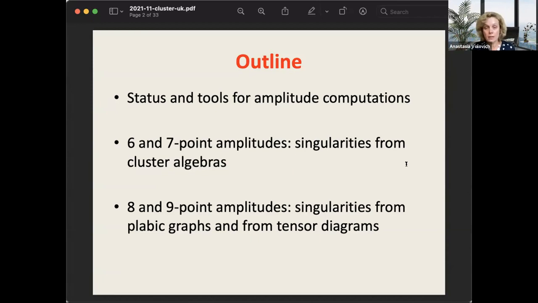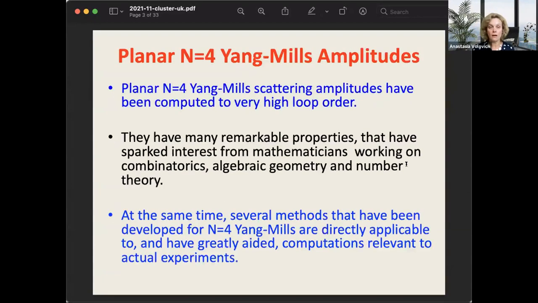So before I begin, let me just have an introductory slide on scattering amplitudes. So we will be talking about scattering amplitudes in this particular theory, planar N=4 Yang-Mills theory. So there are various reasons it's an interesting and important theory. It's important in physics for various reasons. And it's a nice theory.